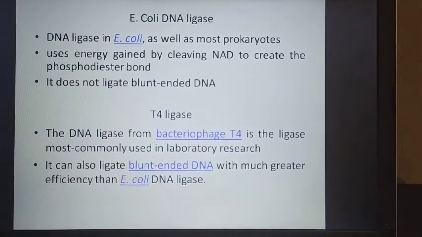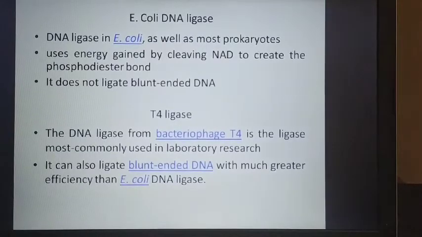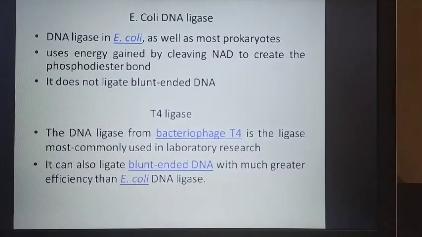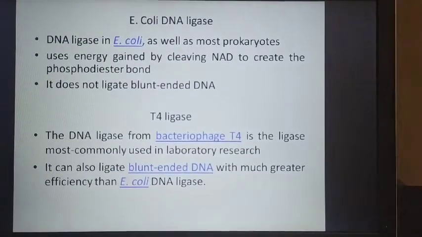Whereas T4 DNA ligase is a more commonly used tool in recombinant DNA technology. It is obtained from bacteriophage T4, and this is most commonly used because it can also ligate blunt-ended DNA with much greater efficiency than the E. coli DNA ligase.